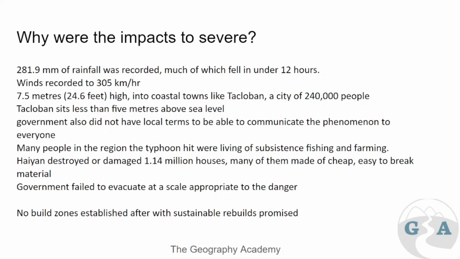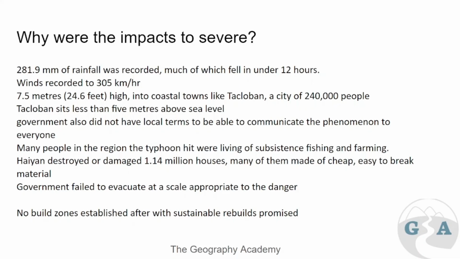And when we talk about the storm surge, we're talking about a 7.5 meter storm surge coming into a city of 250,000 people. So it's a 7.5 meter storm surge, and Tacloban is about 5 meters above sea level, which means the entire city was going to get flooded by the storm surge through coastal flooding.